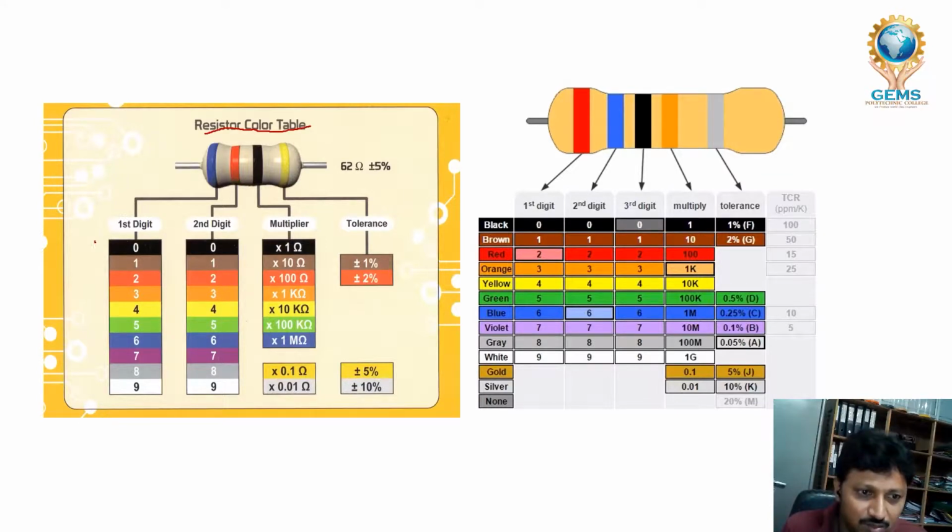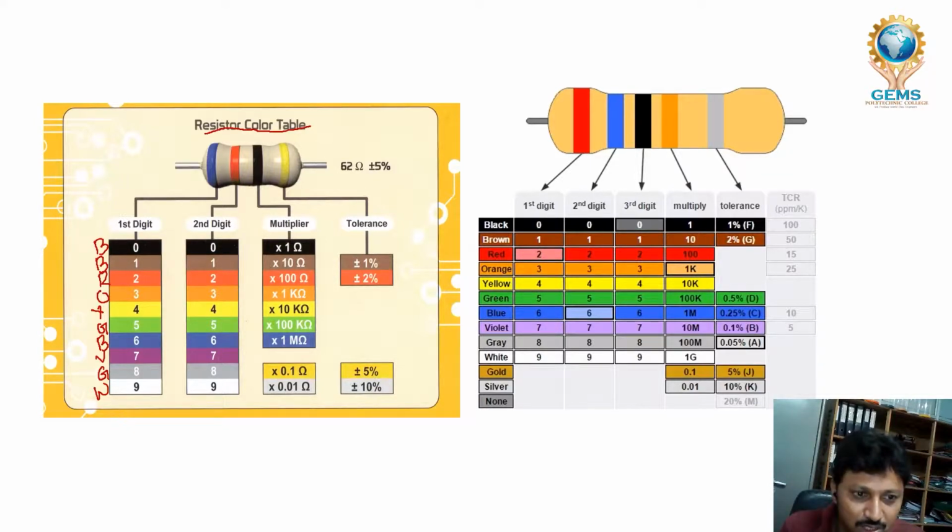Here is a black, this is a brown, this is a red, this is an orange, this is yellow, this is a green, this is blue, this is a violet, okay, and this is a gray and this is a white. Right? These are the colors. How we are going to remember this, I will tell you.